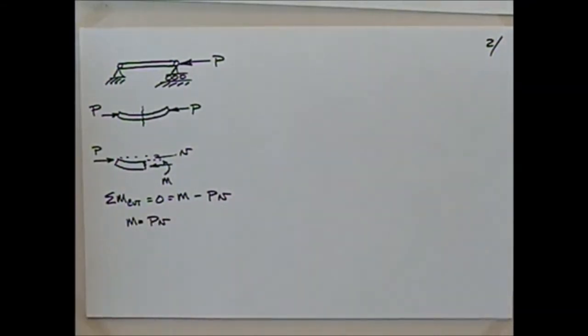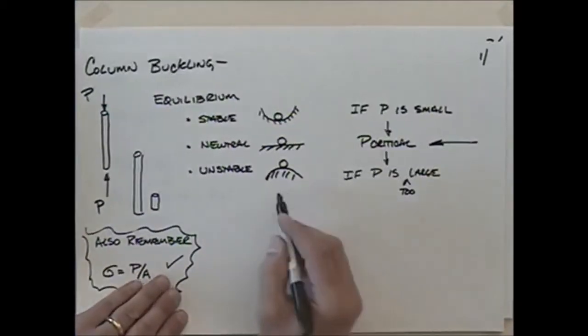And it's kind of a vicious circle. As that deflection gets larger, the moment gets larger, and it tends to, as we saw in the first, become an unstable situation.